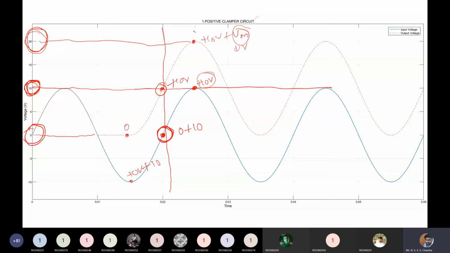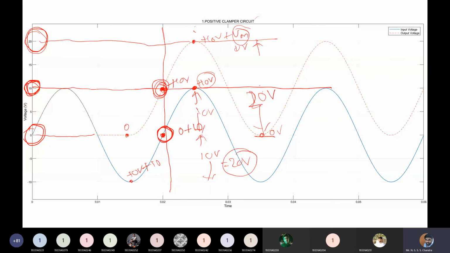So the peak voltage will remain the same. What is the peak to peak voltage? It is still plus 10 to 0. So this is plus 10, this is 0 volts, right? Your peak to peak voltage is still remaining at 20 volts: this is 10, this is another 10. For the old circuit also, your peak to peak voltage is 10 volts plus another 10 volts, so it remains at 20 volts. The peak to peak value will remain the same.